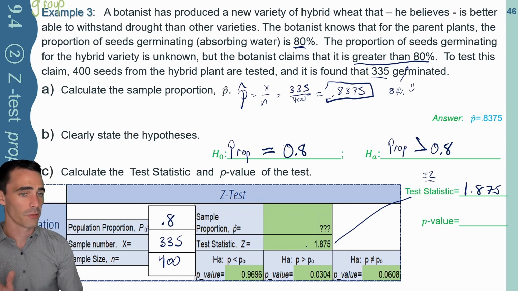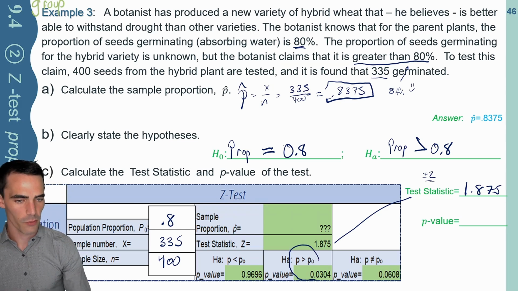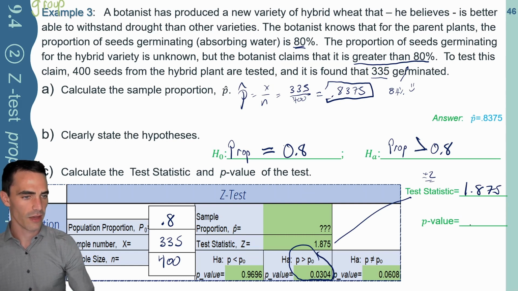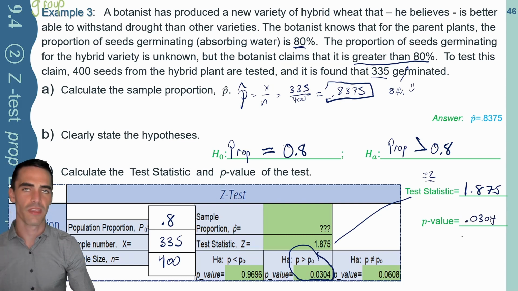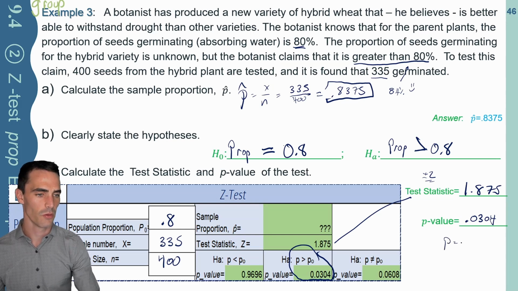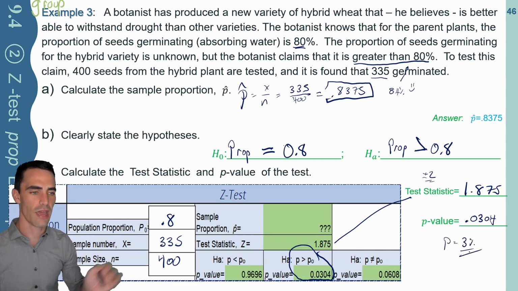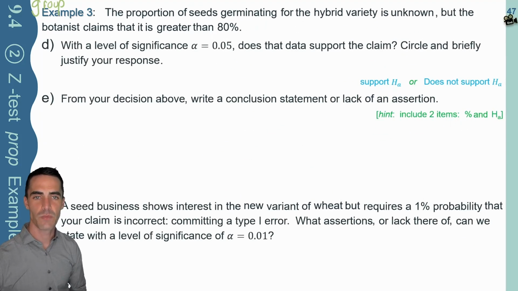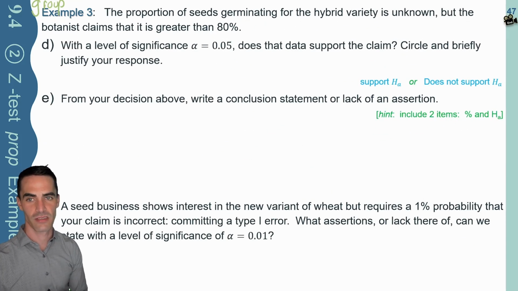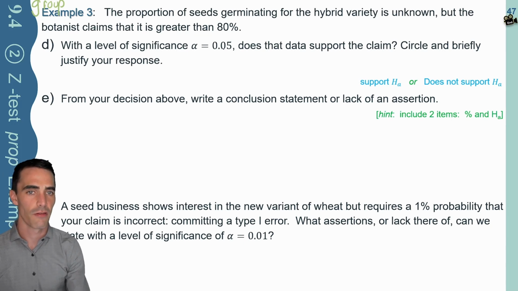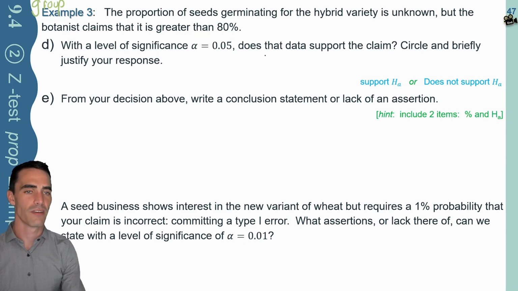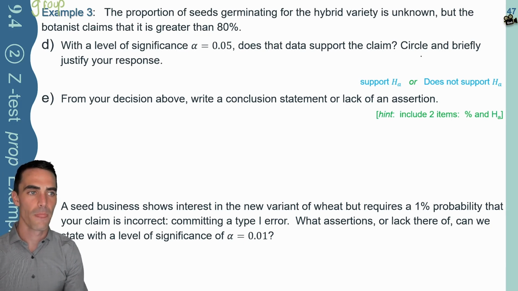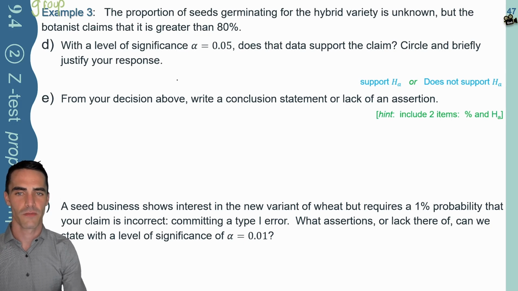The p-value, you have a couple to choose from. Fortunately for us, we want greater than, and that gives us a pretty small p-value of 0.0304. Or if you want to think about that as a percentage, looking like a pretty good p-value of 3%. Again, you don't have to, but it makes the comparison friendlier as we progress. Speaking of which, let's make some comparisons. With a level of significance of 5% or 0.05, does the data support the claim? Circle and briefly justify your response.